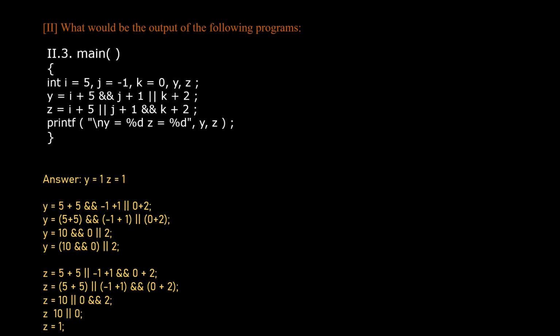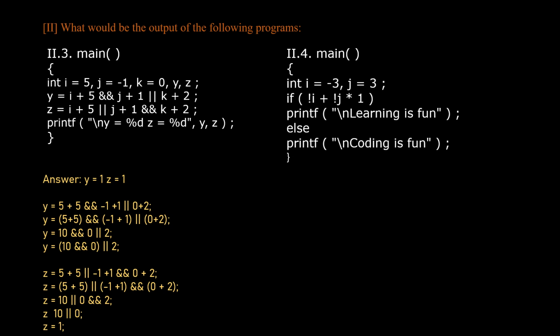Next is z equal to i plus 5 first, then j plus 1 next, then k plus 2. So 10 or 0 and 2 would get executed next. So 0 and 2 is 0, then 10 or 0 is 1. So that is why z is 1. Let's see the next question.